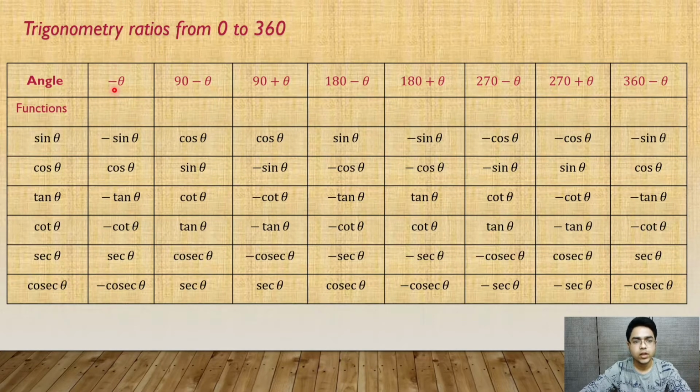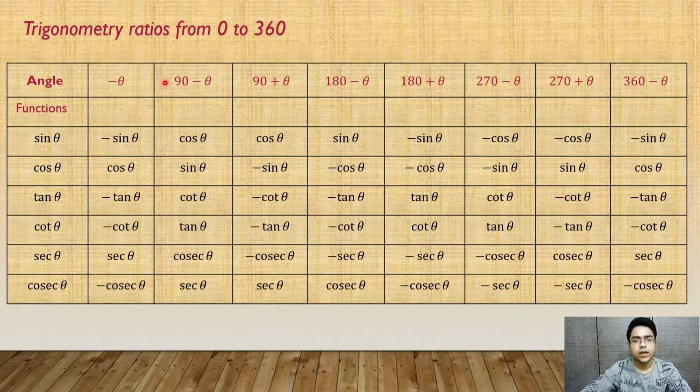There will be only the negative sign difference, that is, sine of minus theta is minus sine theta. For cos, as we discussed, cos of minus theta is cos theta, tan of minus theta will be equal to minus tan theta, cot of minus theta will be equal to minus cot theta, sec of minus theta will be equal to sec theta, cosec of minus theta will be equal to minus cosec theta.